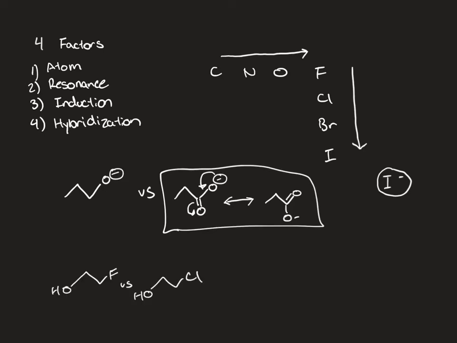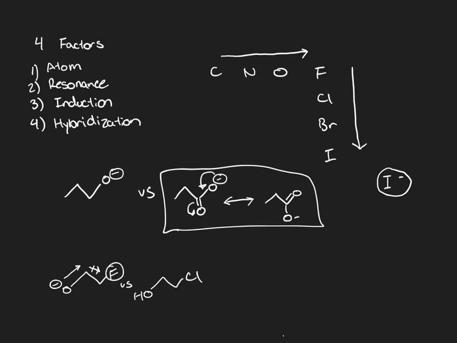The next factor that we want to take into account is induction. And induction is essentially the pull of an atom that influences another part of the molecule. So in this example, fluorine is pulling charge from this OH. So when this H gets deprotonated, this minus charge gets slightly pulled to the right because of induction.